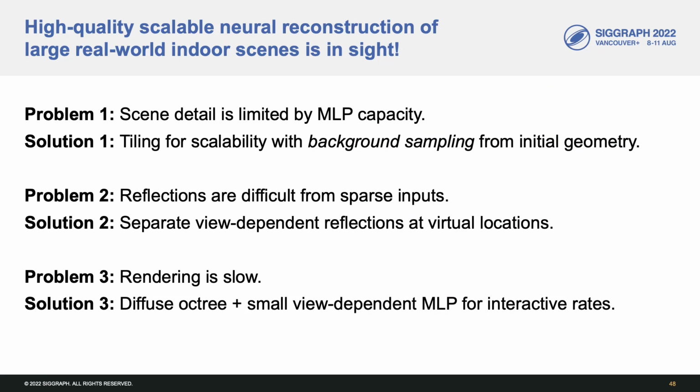But more broadly, high quality and scalable neural reconstruction of large real-world indoor scenes is in sight. We overcome the problem of limited scene detail for MLPs by tiling with background sampling. We improve the reconstruction of reflections from sparse inputs by separating diffuse and view-dependent appearance and storing them at virtual locations. And this allows us to render quickly with less memory via diffuse octrees and small MLPs for view dependence.